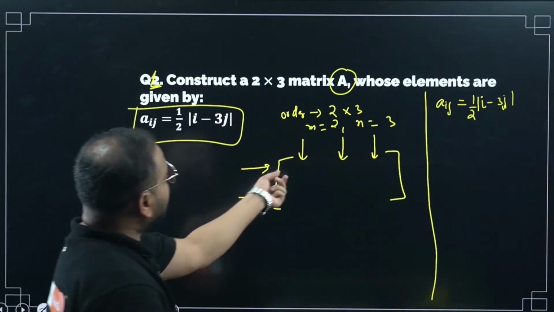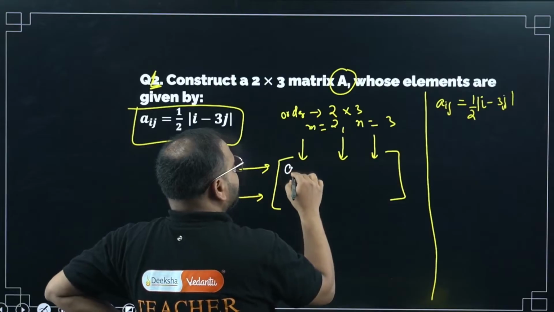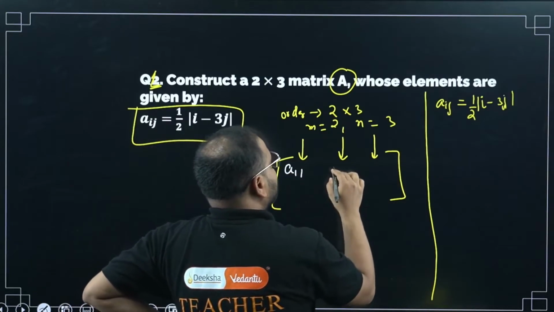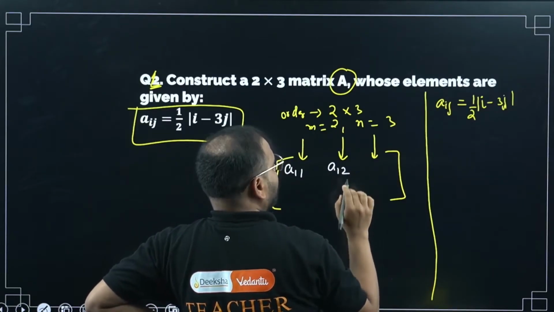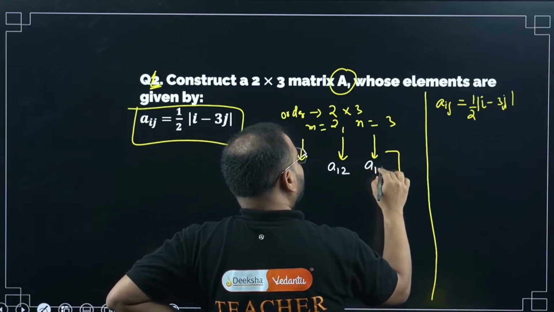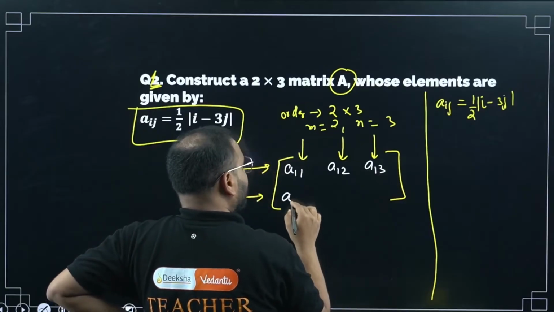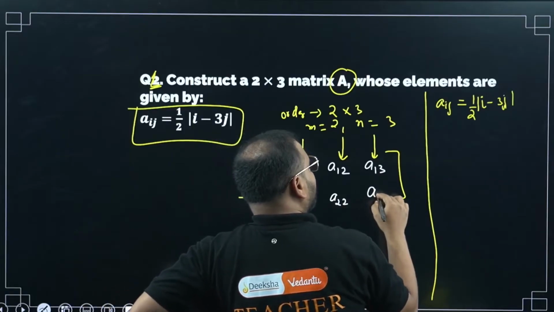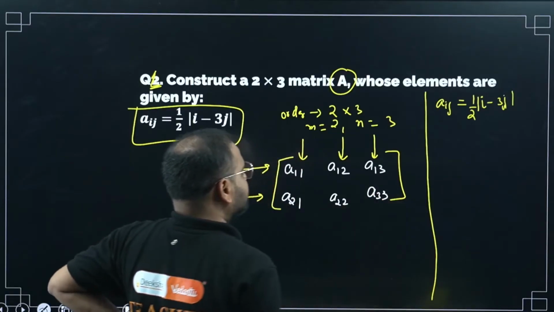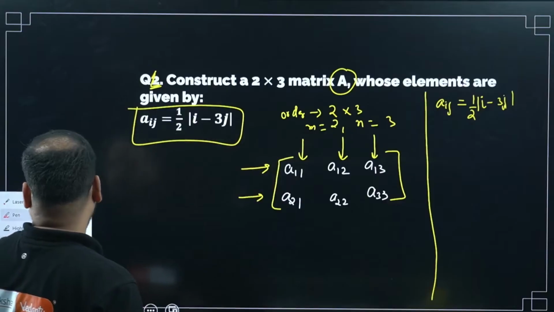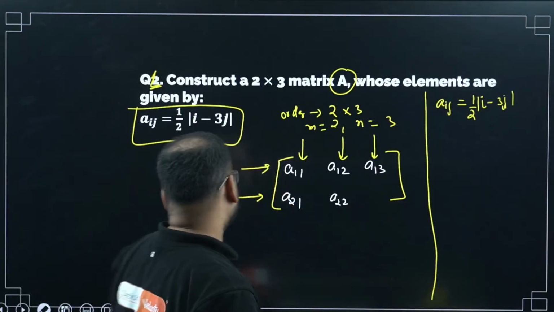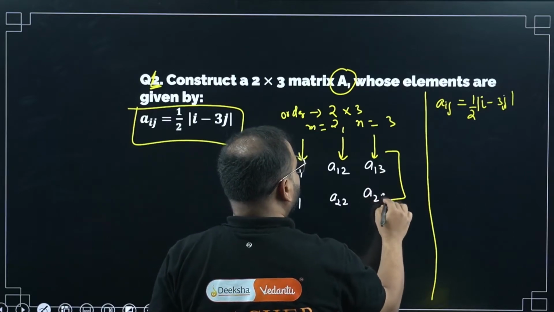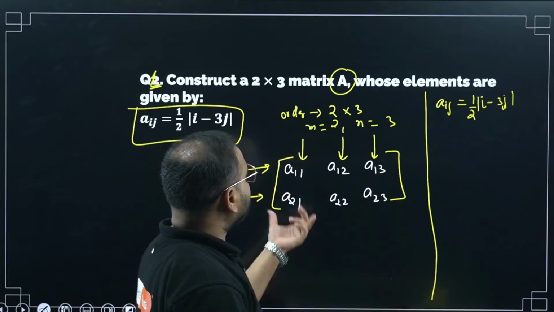Simple. What will the first element look like? So as I said, row 1 means 1 I will write. So A1 column 1. Second one, row 1 column 2. Row 1 column 3. Same way here, row 2 column 1, row 2 column 2 and row 2 column 3. I misspoke earlier. Please forgive me.